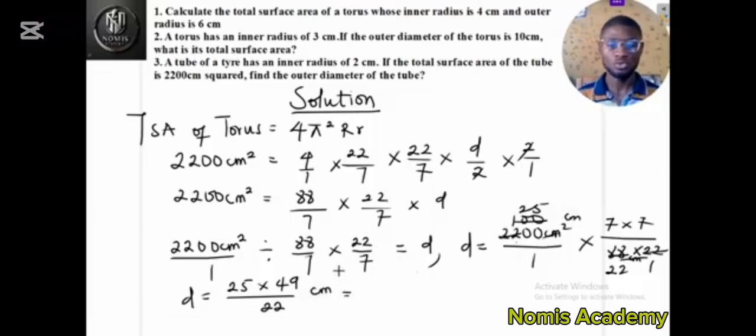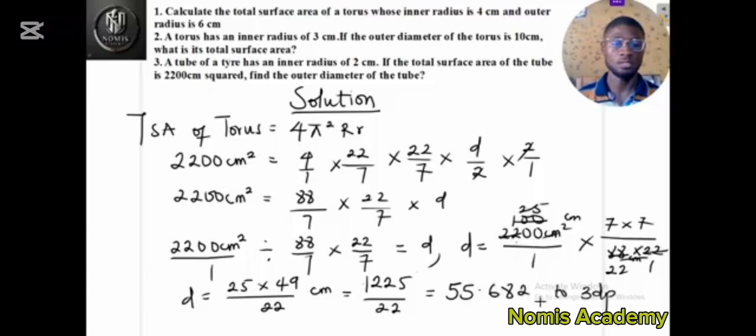So 25 multiplied by 49, we have 1225 divided by 22. So that is 55.682 to 3 decimal places centimeters. So that is our final answer, 55.682 centimeters to 3 decimal places.